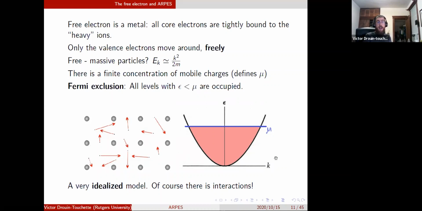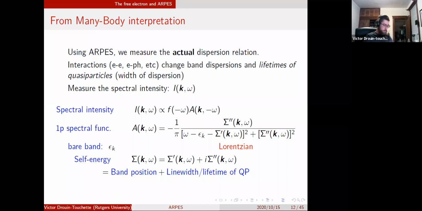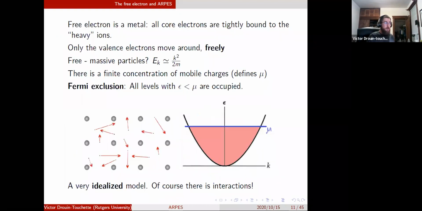It is a very idealized model, but you can play this game for complex arrays. In this case, this is just a square array, but you could play this game for very complex arrays of the free electron model, and you would get dispersions that have a rich structure in momentum space, but don't have any correlation effect. So the electrons are completely free from each other, and there's no effect of one electron on the other.